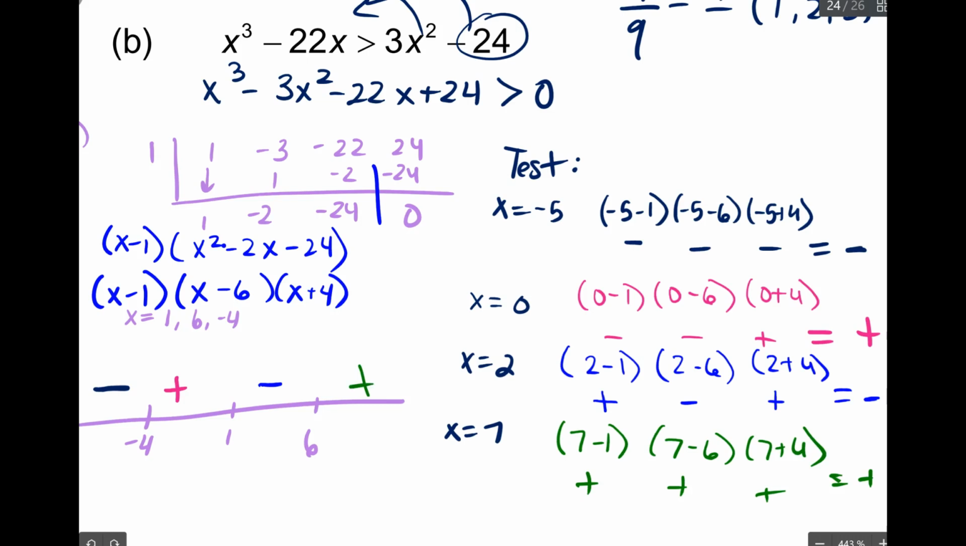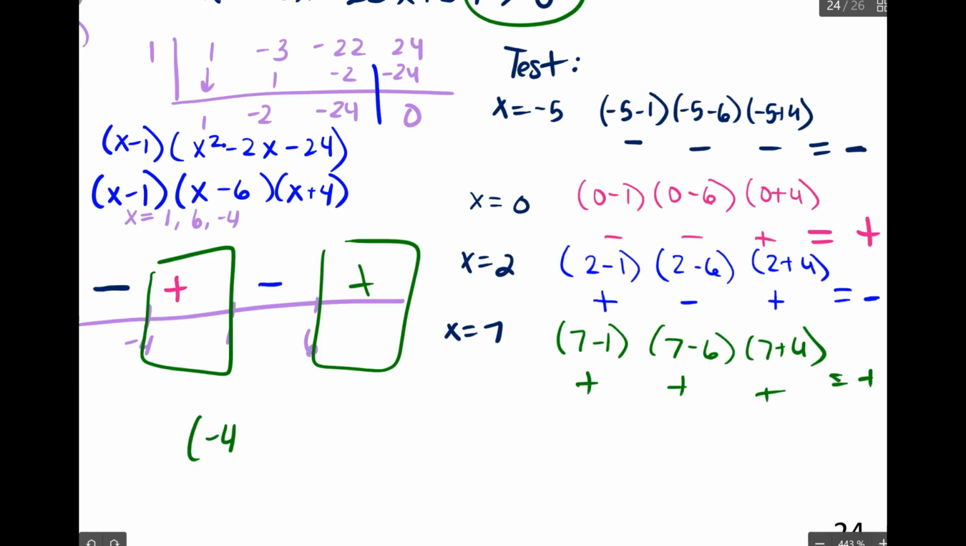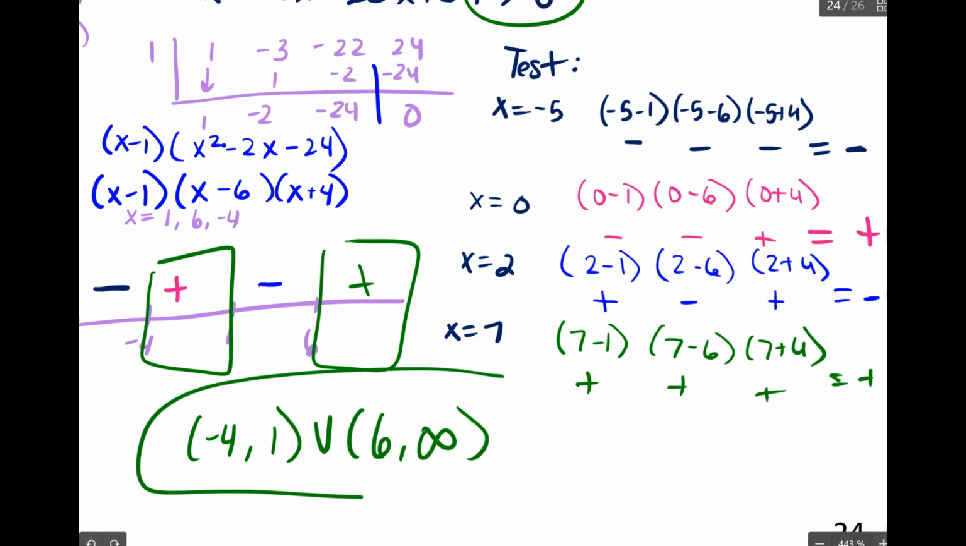Alright, so I want to know when it's greater than 0. So clearly it's going to be these two intervals. So it's going to be from negative 4 to 1. Notice I'm not including "or equal to", so since I'm not including where it's equal to 0, I have the parentheses, in union with 6 to infinity. That's it. That's the whole problem.